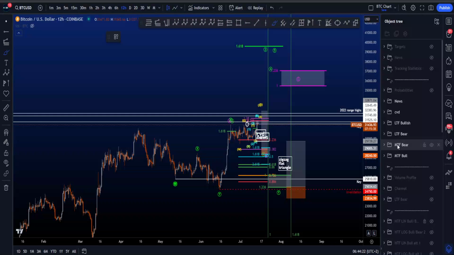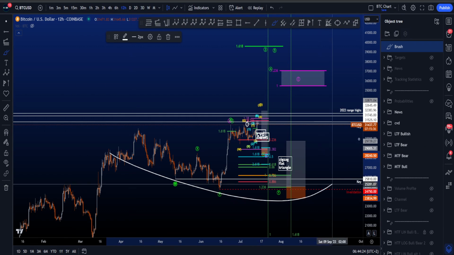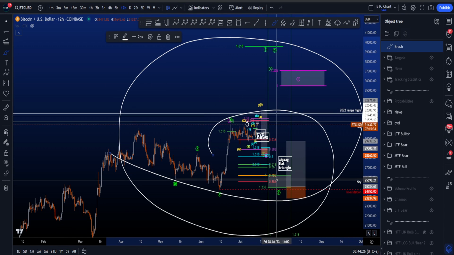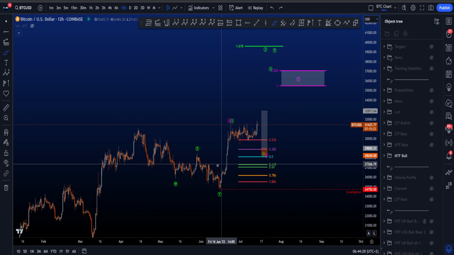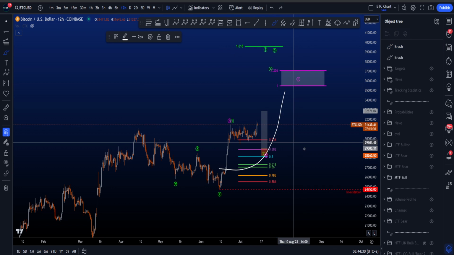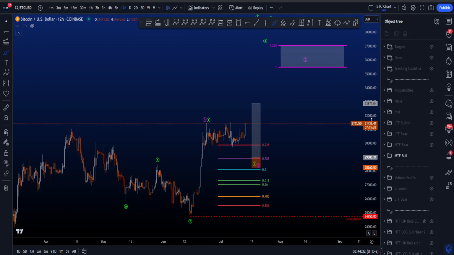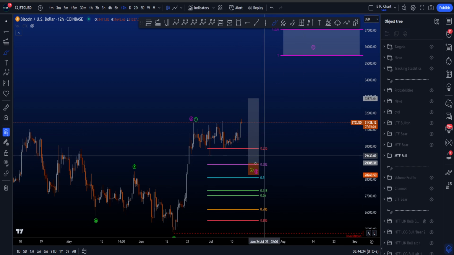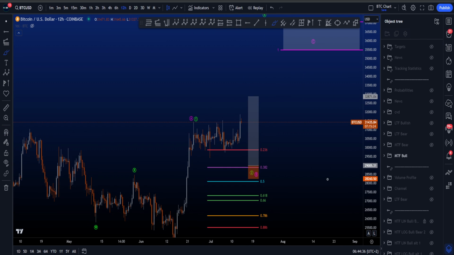Hi everyone, let's go over my medium time frame and low time frame bullish and bearish Elliott Wave scenarios on Bitcoin. Starting with the medium time frame bullish scenario, where we are still looking for a move to the downside in either a wave 3 or a wave C after wave 2 or B is in.